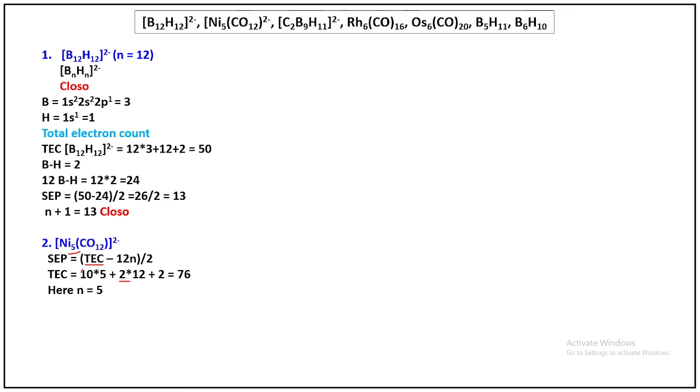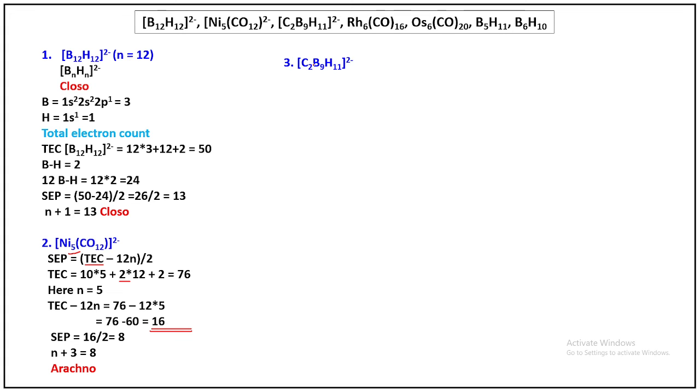Here we know n equals 5, right? So total electron count minus 12n will be 76 minus 12 into 5, that will be equal to 16. Now skeletal electron pair is 16 by 2 equals 8. So 8 means n plus 3. n plus 3 falls under arachno. Okay? Is there any doubt or is it clear? Hello? Is it clear? Yes, ma'am. Okay. So if it is clear, now let's move on to the next one.